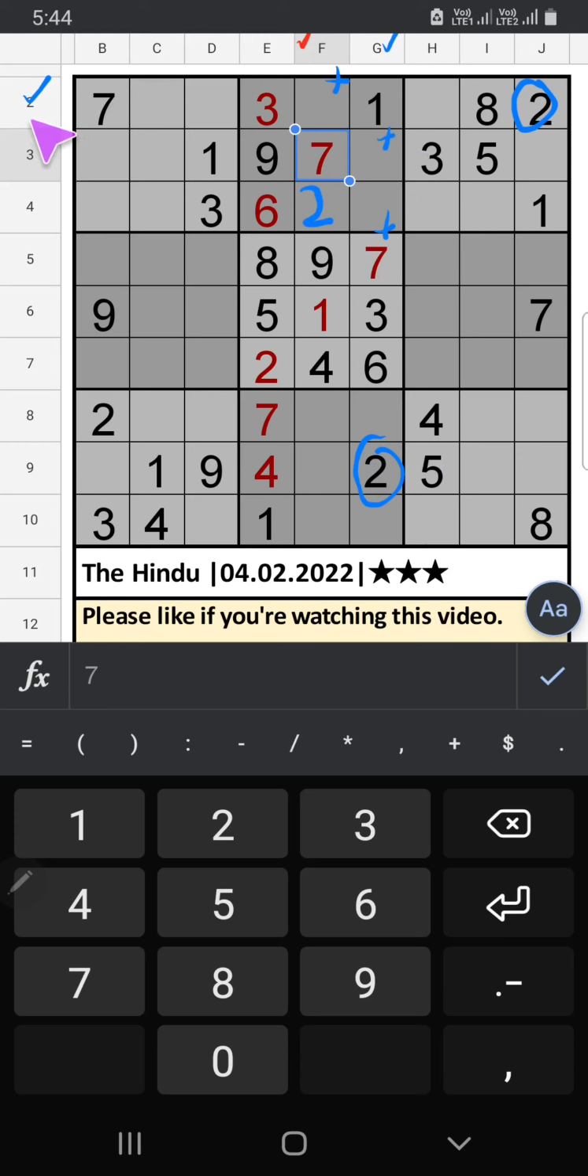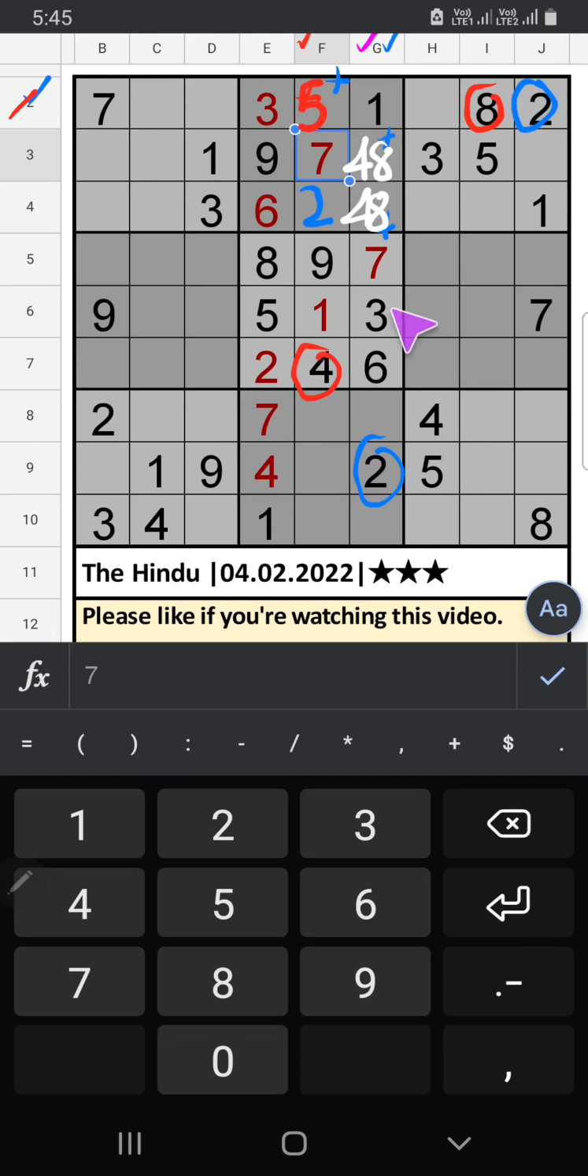Column F and second row we have 4 and 8. So 4 and 8 can't come in this cell. It will come in any one of the cells. Then only one number is remaining, 5. 5 is confirmed here. 4 and 8 will come in any one of the cells. We will confirm later.